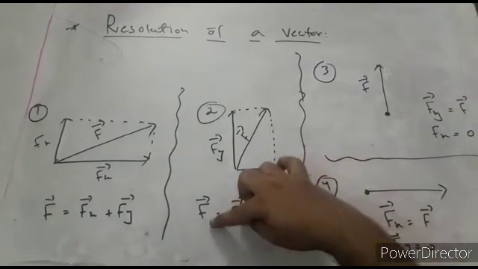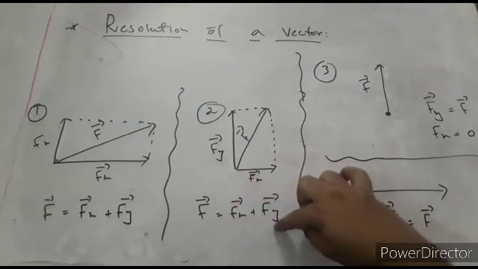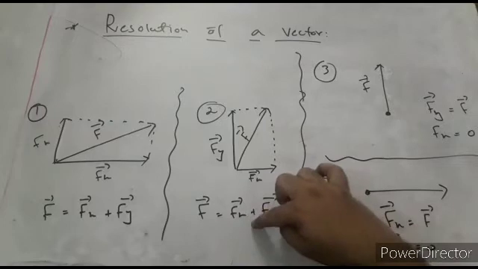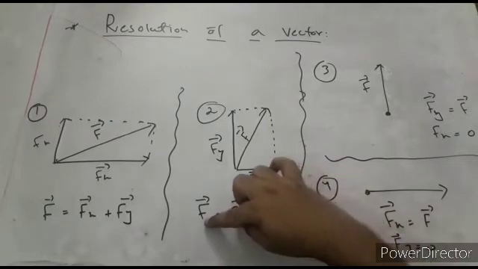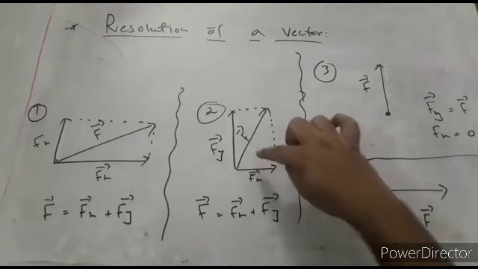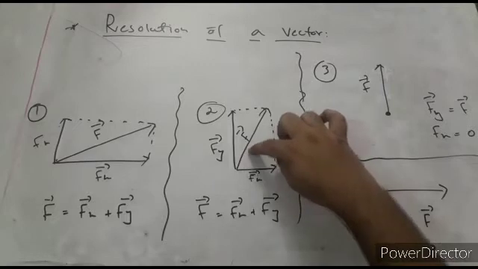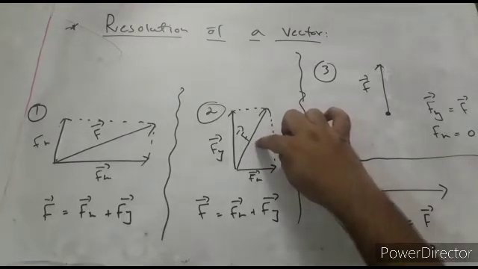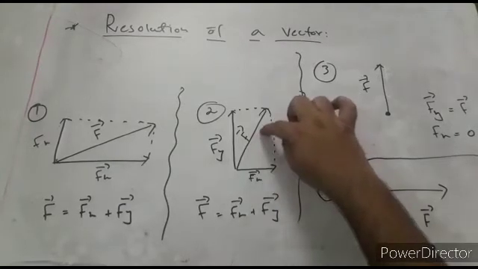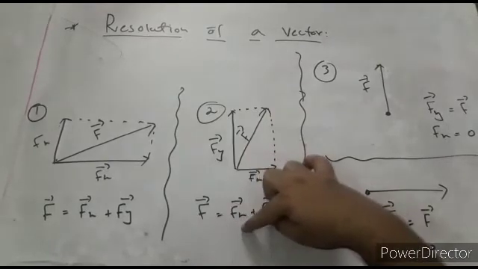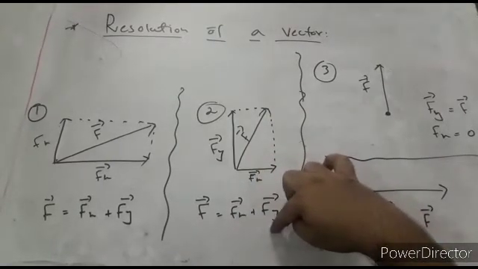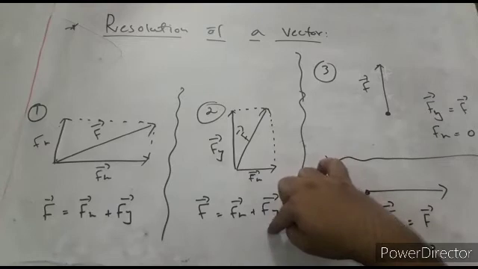So we split this vector F into its components Fx and Fy, and if you again add them by the head to tail rule or the rectangular component method, we will get this vector F again. But here we are having a look at resolution of vectors. So we will say that we resolve this vector into these components. We are not adding these right now.